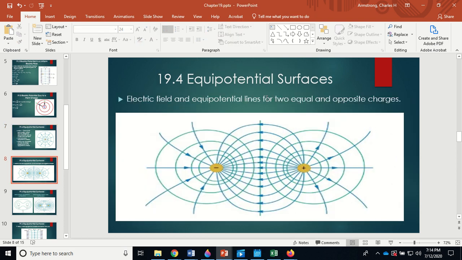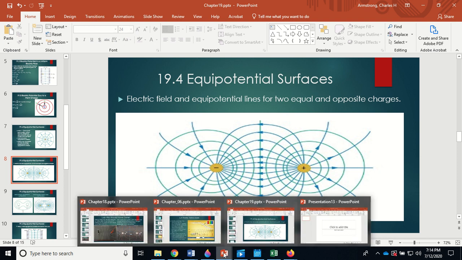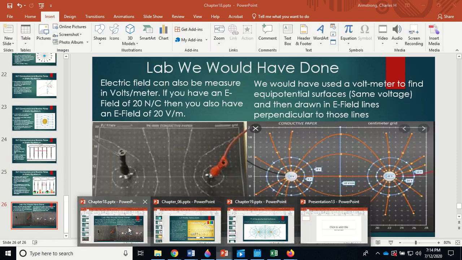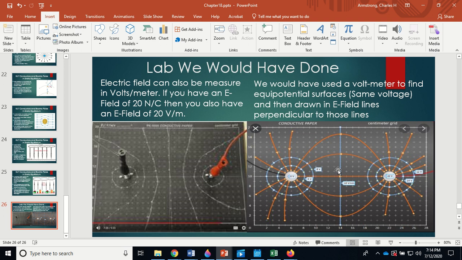And here are some other examples. These are 2 point charges. Remember, I think you guys watched it already, this is a lab we would have done if we were meeting in class. You would have put different voltages across there. That'd be 0 volts, that could be like 10 volts.